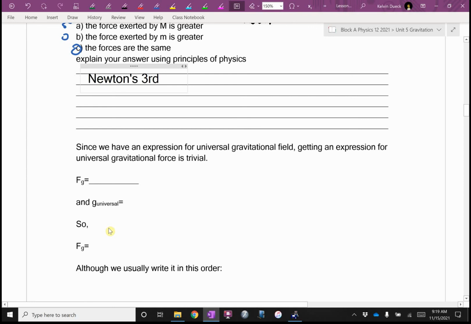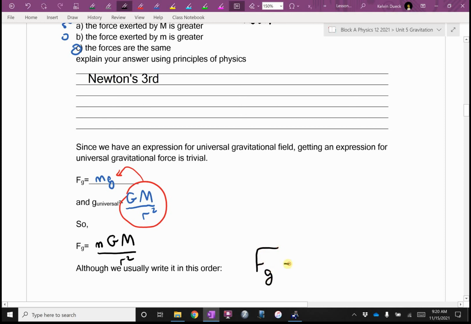Since we have an expression for universal gravitational field anywhere in... Oh, you know what? Hang on. I wrote it here. Universal gravitational field is big G, big M over R squared. And how did we write weight? Little m G. We can plug this into there and get a universal gravitational equation. We get little m, big G, big M over R squared. Although we usually write it in this order.